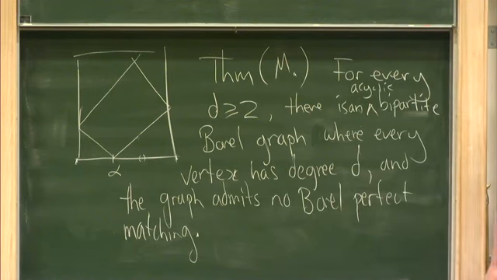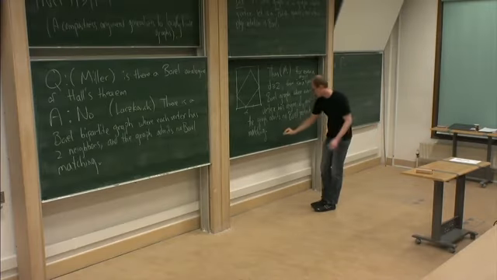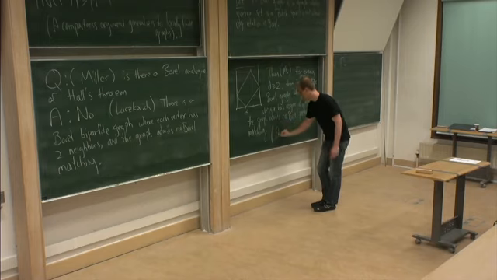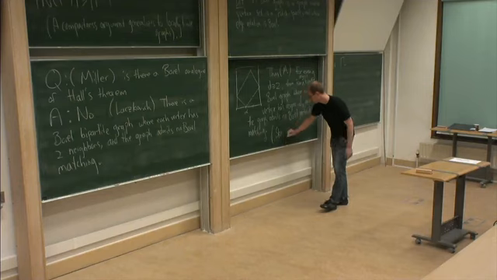So let's begin with the groups. So let gamma, and I'm going to just sketch a proof for the case d equals 3. That has all the interesting ideas.